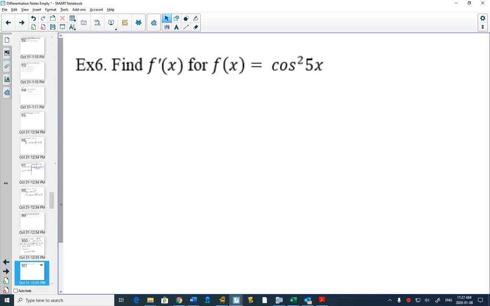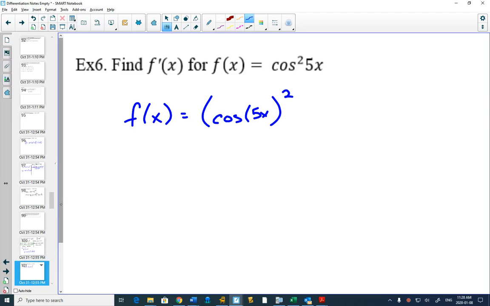Next level. What's the outside function? The squared. So you may want to, at this point, write it like that. Does that make sense? Yes. The outside function is the squared. What's inside? Cos 5x. But when we think about the inside, can you see that the 5x is inside of cos x?